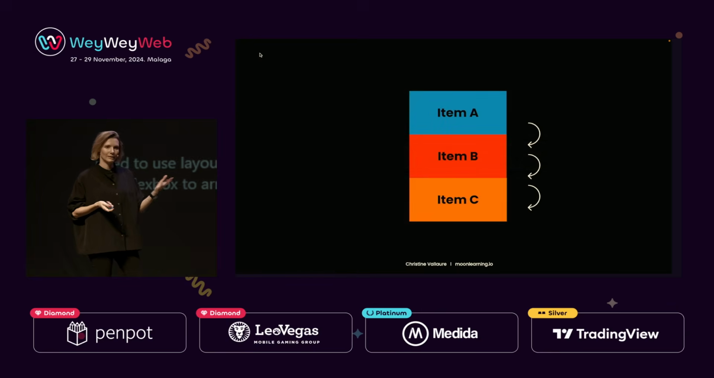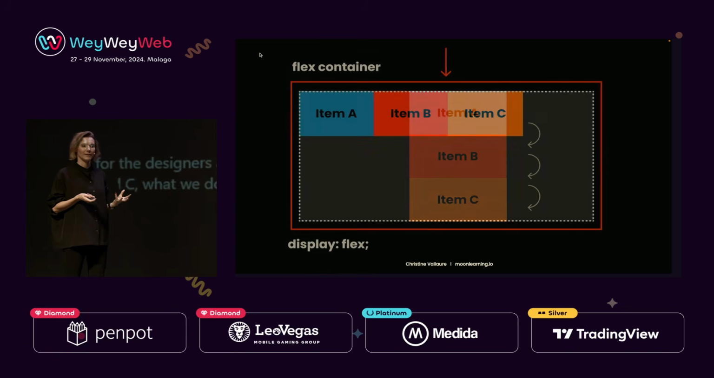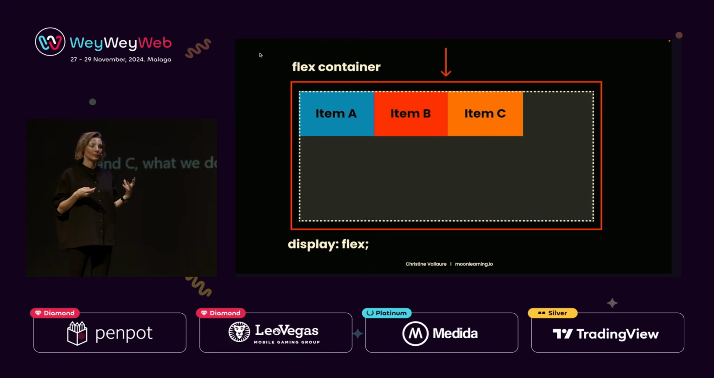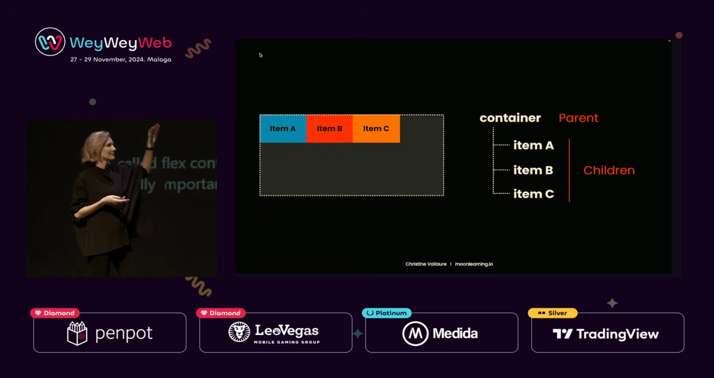And how it works in a nutshell for the designers amongst you is that if we have 3 items, A, B, and C, what we do is we wrap these items and we apply the rule display flex, which turns this container into a so-called flex container. Now, what's really important to understand here is the parent and the child relationship. So this is now our parent, this container, and inside are our children.